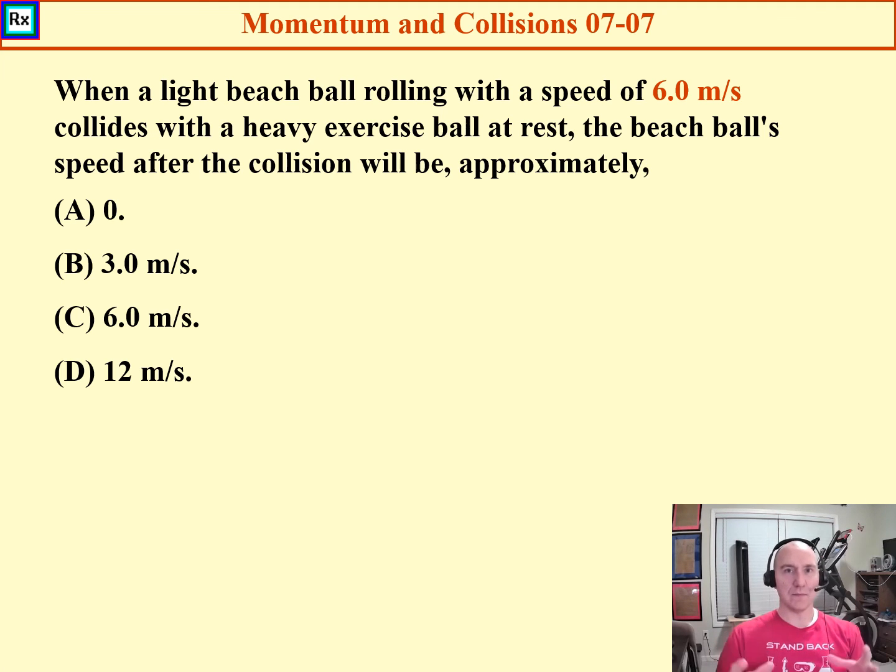So if you remember, the exercise ball being extremely massive, its velocity essentially is not going to change, so it's going to stay at 0. But what happens to the beach ball as it bounces off? Well, it's going to go in the opposite direction, and then it's going to add 2 times the velocity of the heavier ball. Well, the heavier ball is not moving, so you don't have to worry about that. So basically, the beach ball is going to go in the opposite direction, at 6 meters per second.